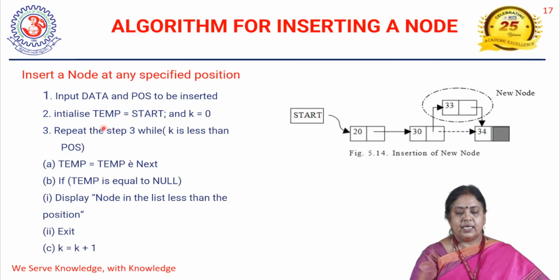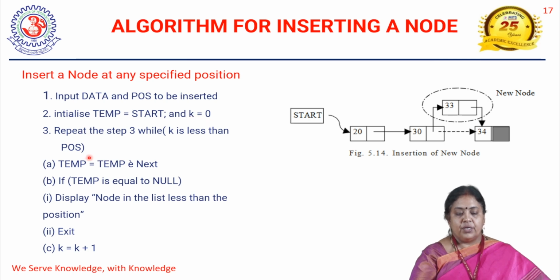Coming to inserting a node at a specified location, you have to read the position also, where you have to store the node. So you read the data and the position. Then you take a temporary variable called temp, and we name this start as temp. For iteration purposes, you take the k value.